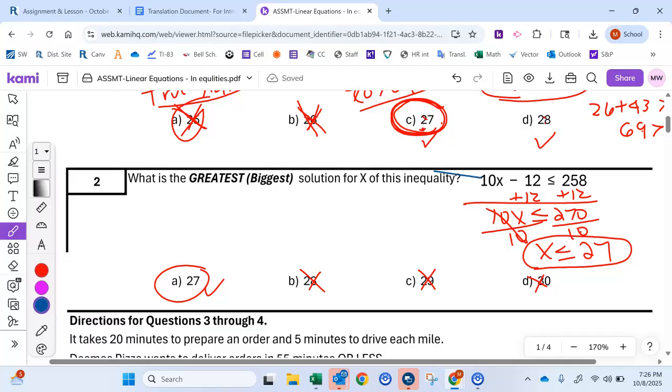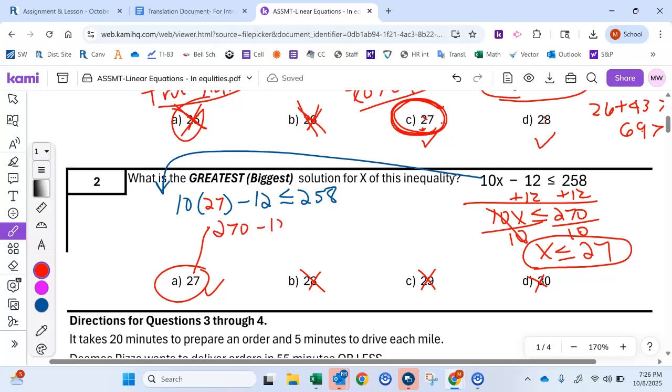Now, if we wanted, we could try choices over here, and we could go 10 times, and then we could try 27, and that would be 270 minus 12. Is that less than or equal to 258? If we do this on our calculator, this is 258. Is that less than or equal to 258? It's equal, so that's okay, right? And then if we tried 28, this would not be true. Okay, so remember, we can substitute.